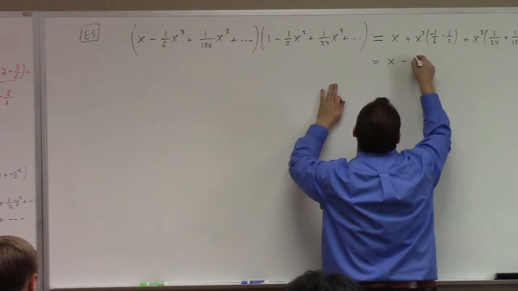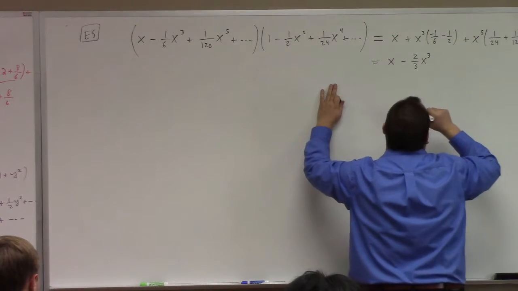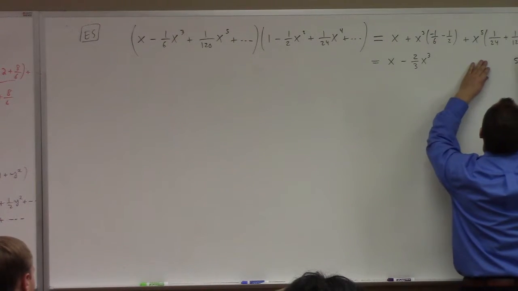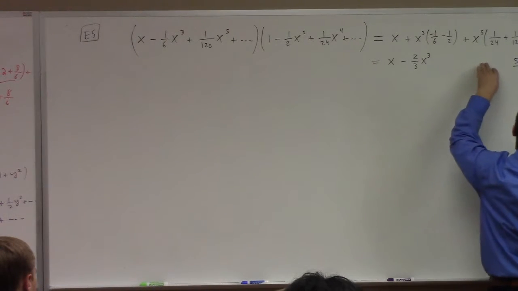So I heard a minus 2/3. Is that agreed upon? Yes. All right. And this guy is 5 plus 10 plus 1 over 120.